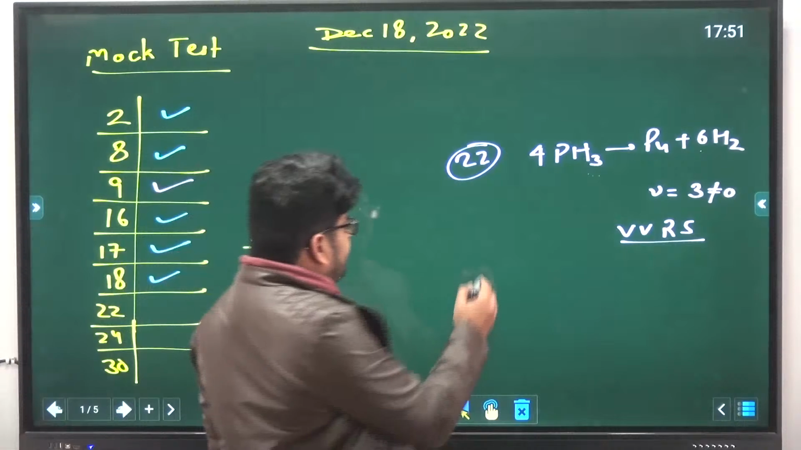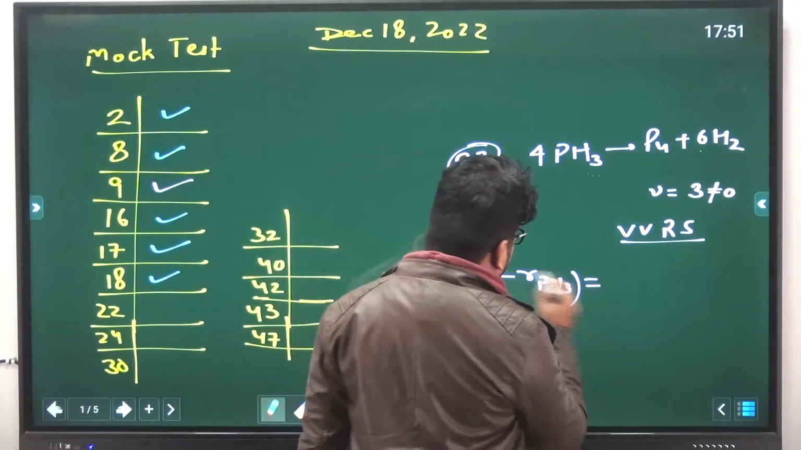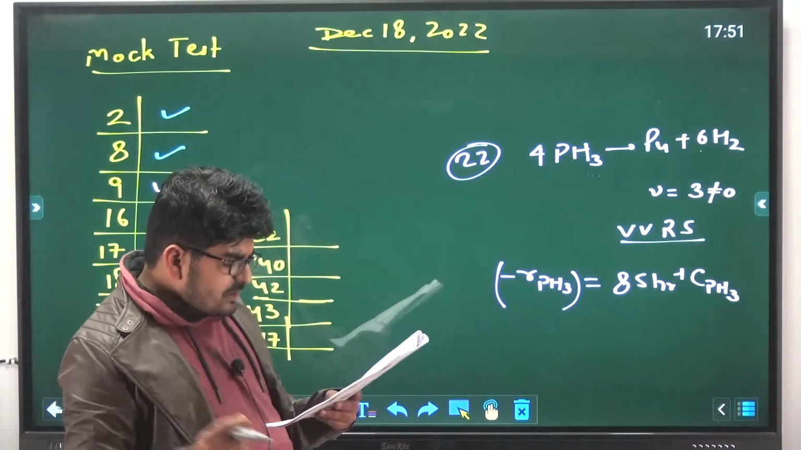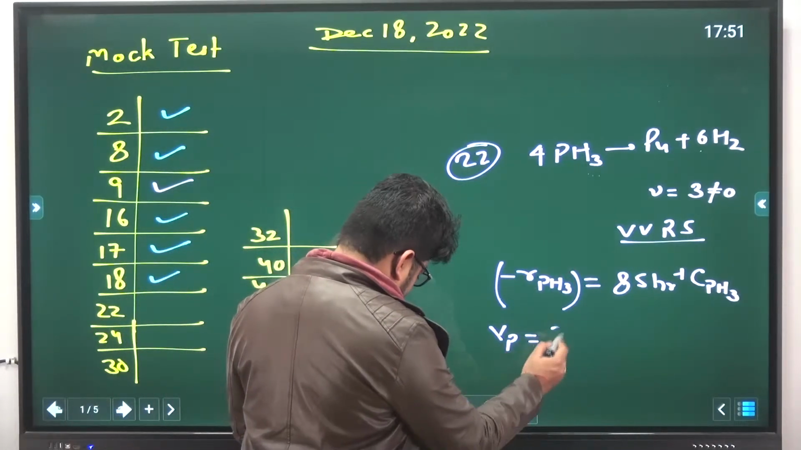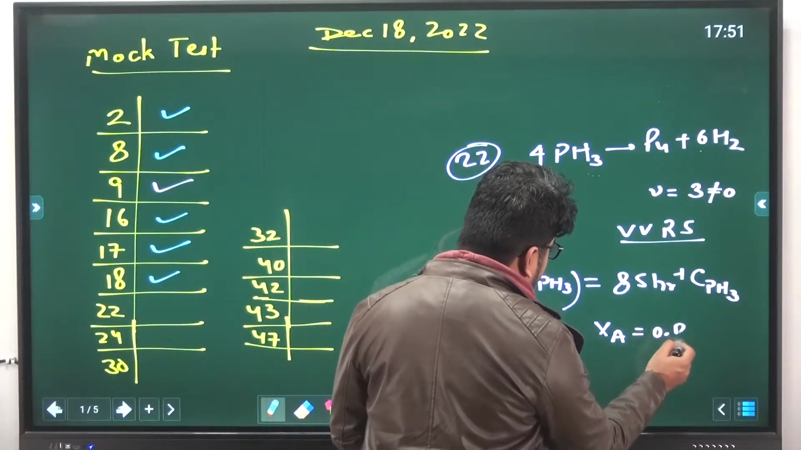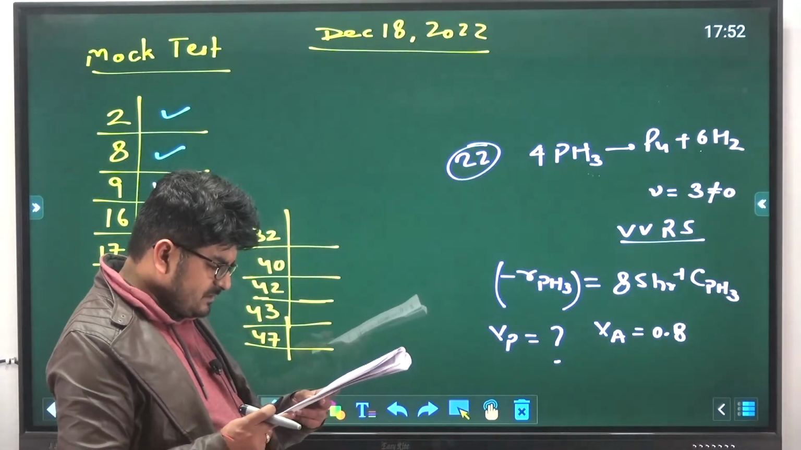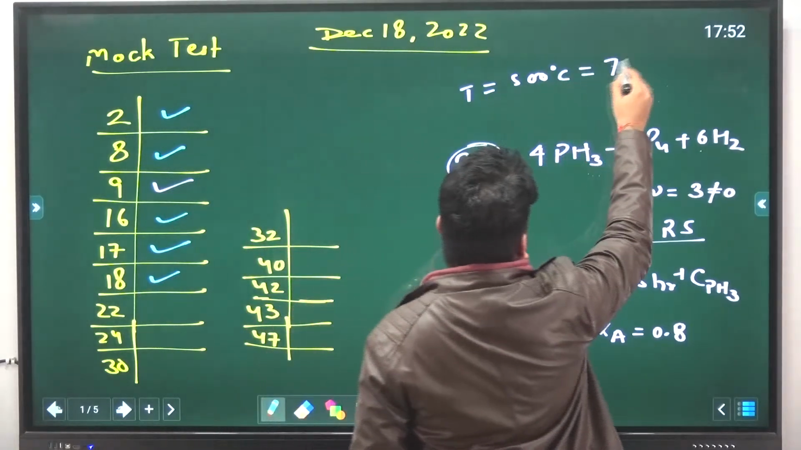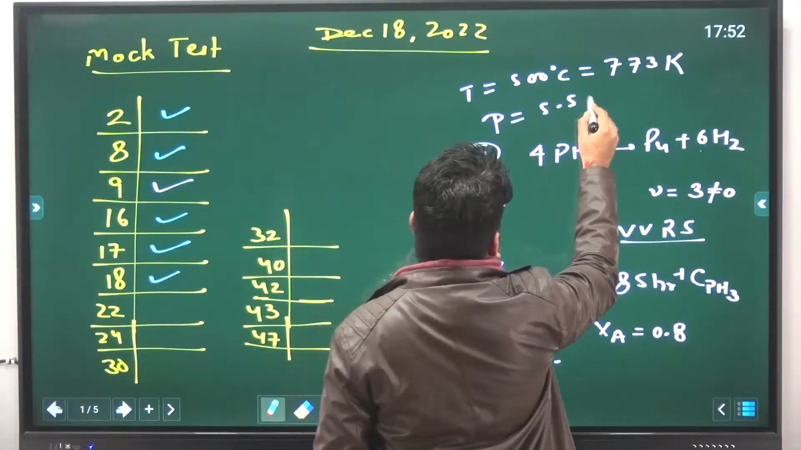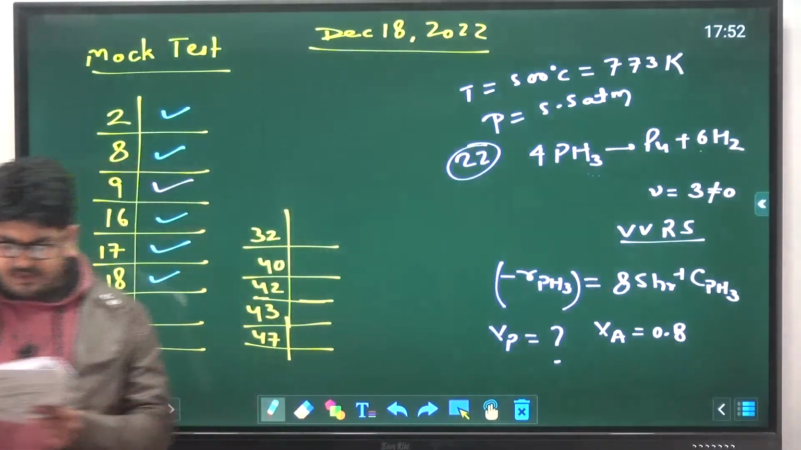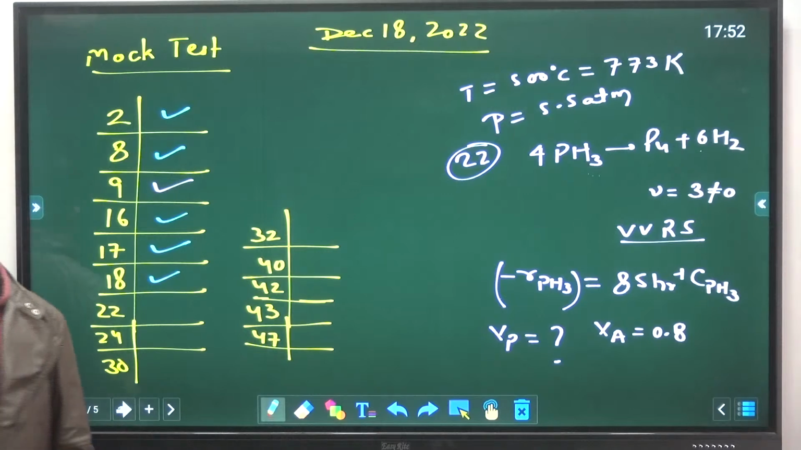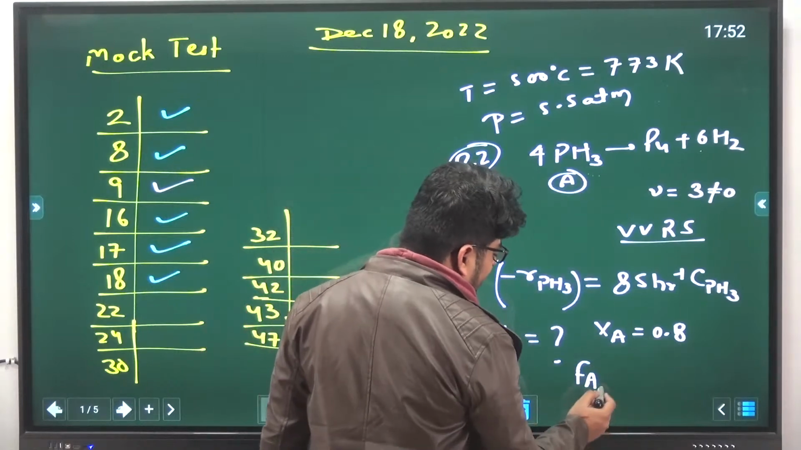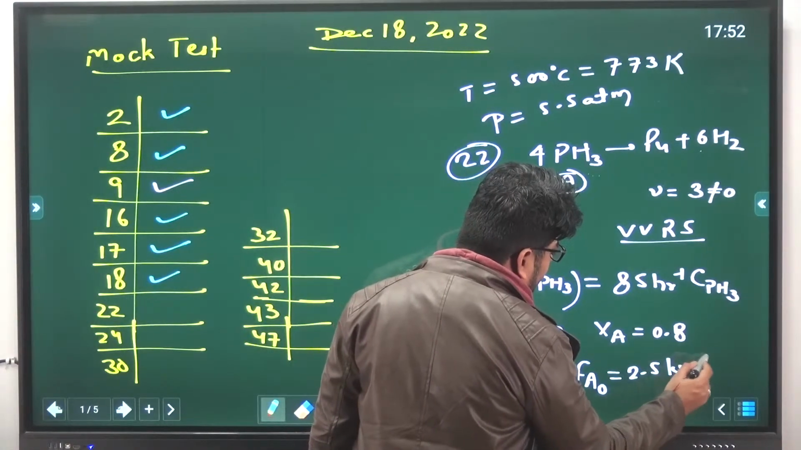Anyways, here rate equation is given, minus rPH3 equal to 85 inverse times concentration of PH3, where you have to calculate the volume of PFR for 80% conversion, and operating temperature and pressure are given. T is 500 degrees Celsius, or you can write it as 773 Kelvin, and pressure is 5.5 atm. Okay, so here you have to find out the volume of PFR if 2.5 kilomole PH3 per hour is introduced. So if we consider PH3 as A, XA is given and FA0 is given, 2.5 kilomole per hour.